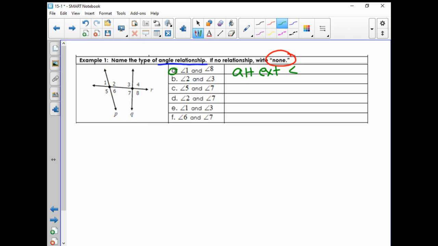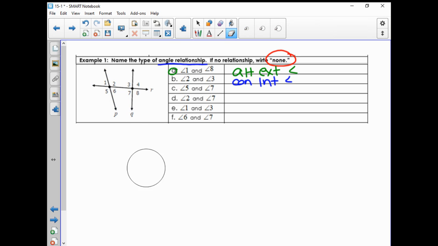For B, they're asking for angle 2 and angle 3. Notice here, these are now interior. Can you see how they're both inside or interior to those two lines? They, this time, are on the same side. They're both above our transversal. So these are going to be consecutive interior angles. Consecutive interior angles right there.